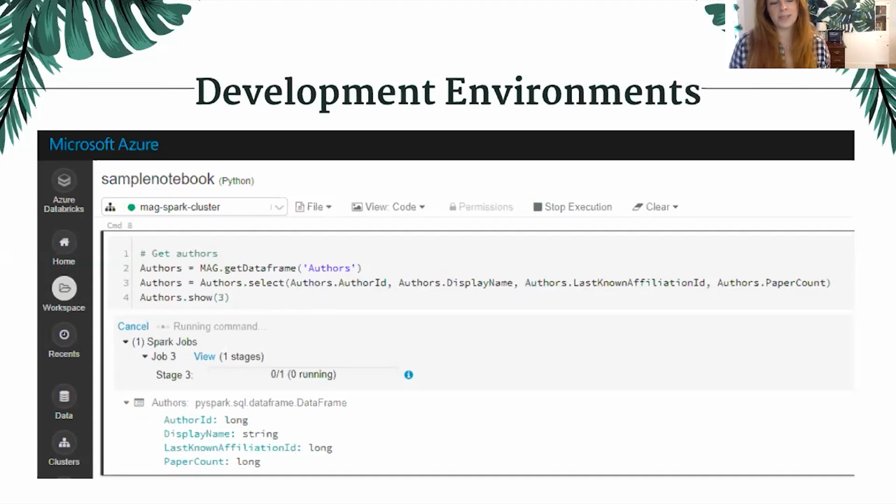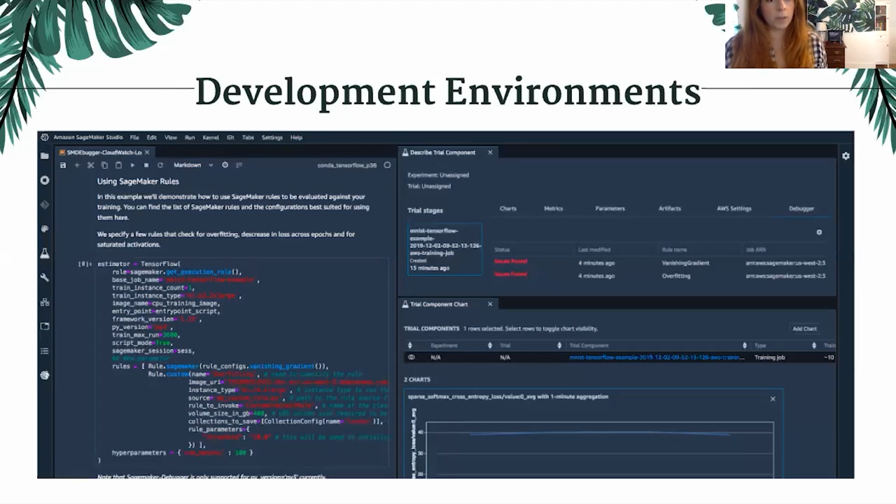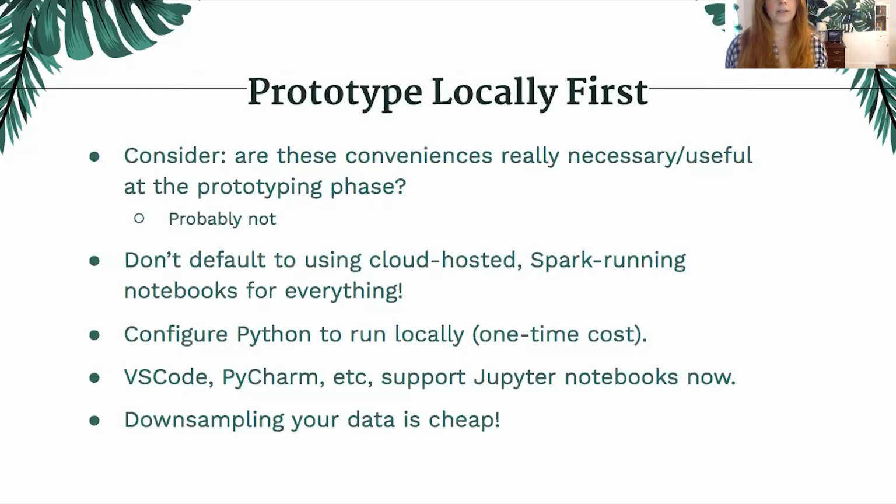Another place where I'm seeing a lot of teams expend a lot of resources in terms of time and money is with the development environments that they choose to use to do exploratory data analysis and initial modeling attempts. So I'm seeing more and more teams use things like Azure Databricks and Amazon SageMaker as the initial starting point for doing an exploration of the features in a data set and looking at correlations between features and exploring initial models that might be a good fit for the data set. But what I would say is that this is generally not really necessary.